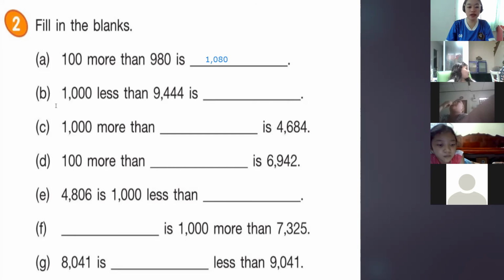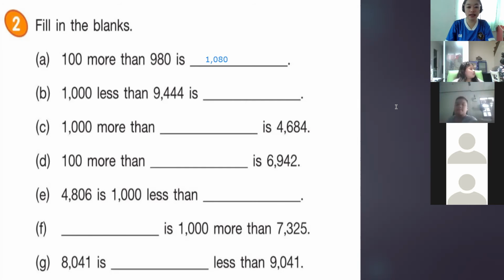Okay, letter B, we have 1,000 less than 9,444 is blank. Okay, 9,444 minus 1,000 is equal to 8,444. Okay, so that is letter B.